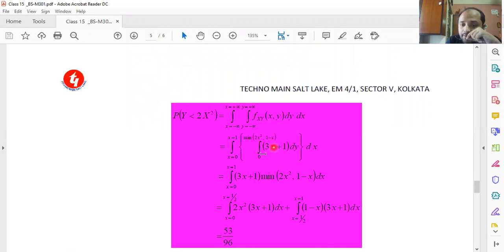Okay. Now when we integrate this with respect to y, we get 3x plus 1 into y. We are putting the limits over here in this manner, and then we are breaking this into two halves. If you observe the figure carefully, you will find that from 0 to half for x, the function will be 2x square, and from half to 1 for x, the function will be 1 minus x. And that is how we calculate the probability, and it comes out to be 53 by 96. You go through the problem once again. If you don't understand, you can again ask me in tomorrow's class.